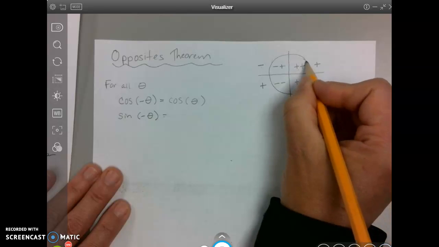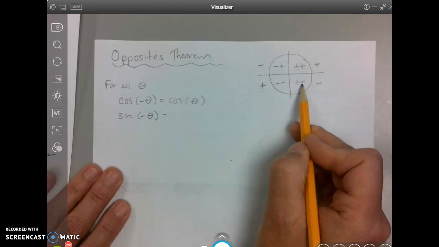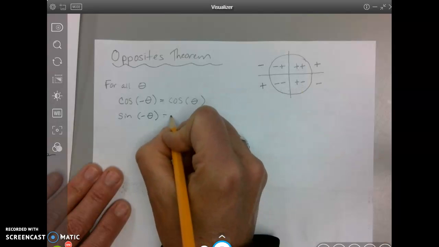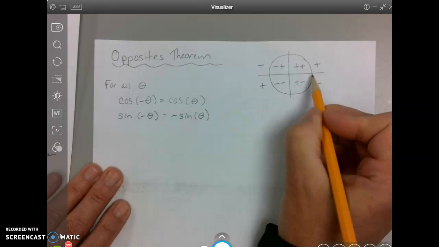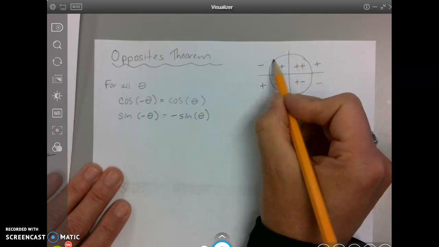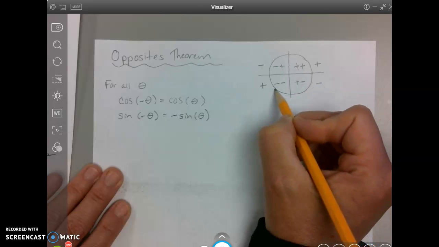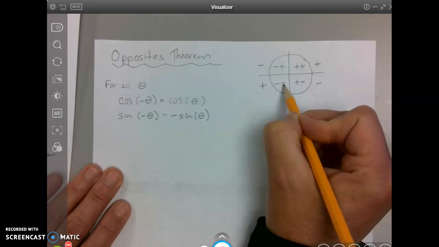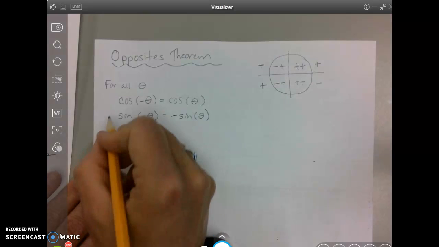Sine, if I'm in the first quadrant, let's say at 30 degrees, sine is positive. If I go negative 30 degrees, the sine becomes negative. It changed signs. So we say it's the opposite of the sine of positive theta. Let's look at it this way. What if it was 120 degrees? The sine is positive. If I go negative 120 degrees, the sine is negative. So here it's positive and here it's negative.